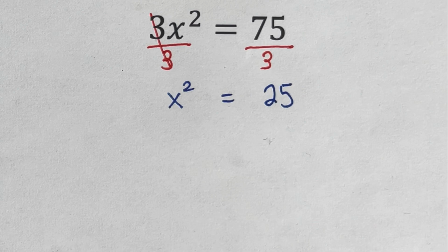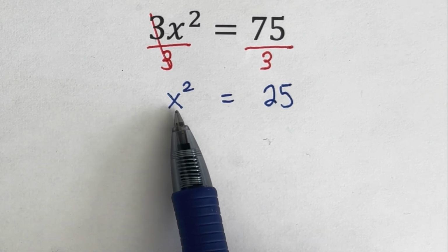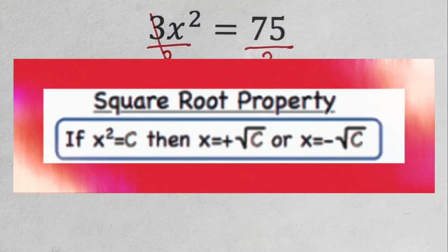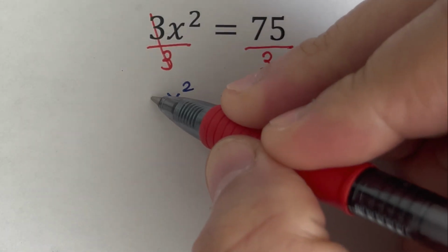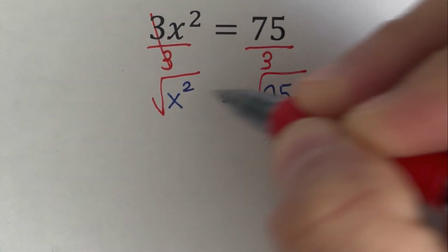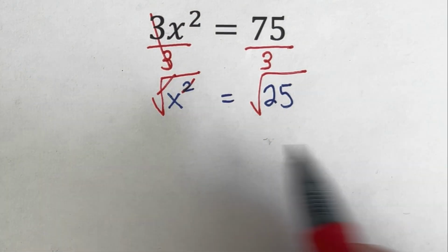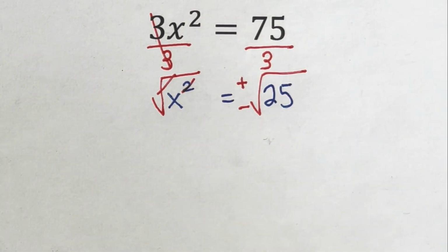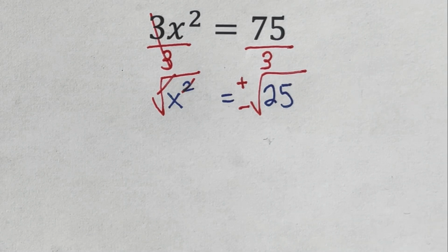Now, we are going to use the square root property for this so that we can isolate x by itself. The square root property states that if x squared is equal to some constant c, then x is actually equal to plus minus square root of c. So in this case right here, we are going to square root both sides so that we can get rid of the squared, so that if we square root this side, this will come out a positive and a negative square root of 25. Again, that's based on the square root property.